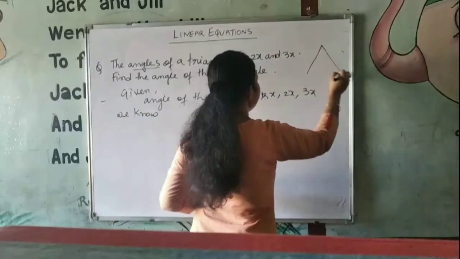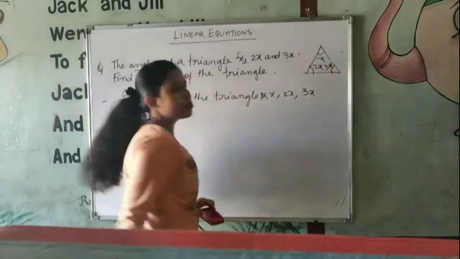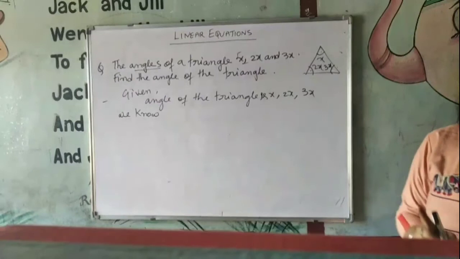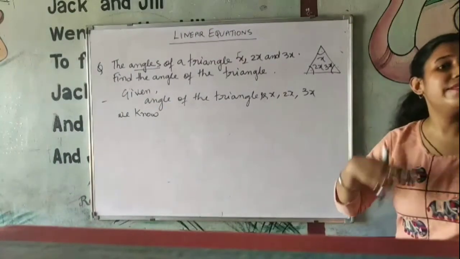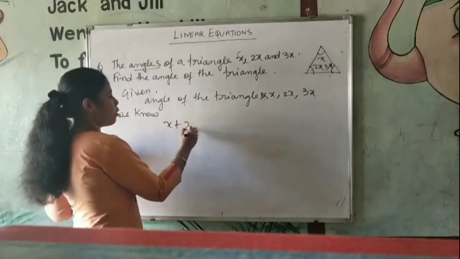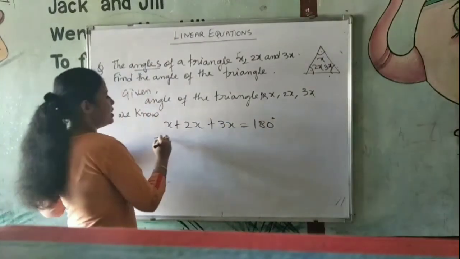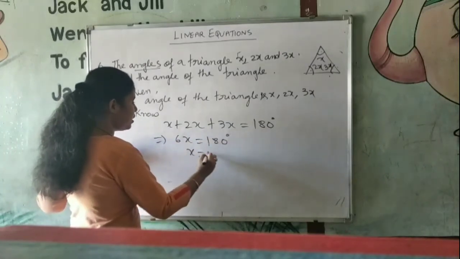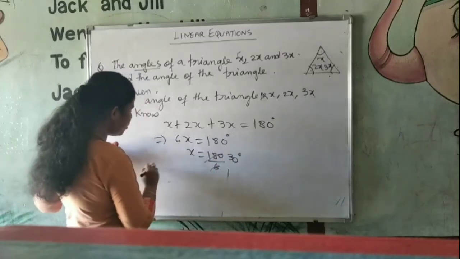Suppose this is a triangle. Here it is x given, here it is twice x, here it is thrice x. So remember one thing, the sum of all the angles of a triangle is how much? 180 degrees. It will never be greater than 180 degrees. So what we will write? x plus twice x plus 3x is equal to 180 degrees, that is 6x is equal to 180 degrees. So x will be 180 divided by 6, it will become 30 degrees.